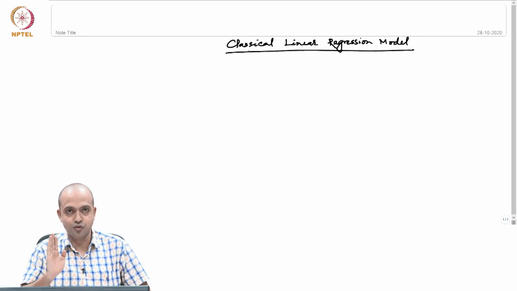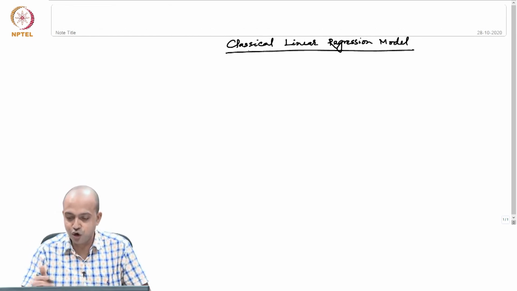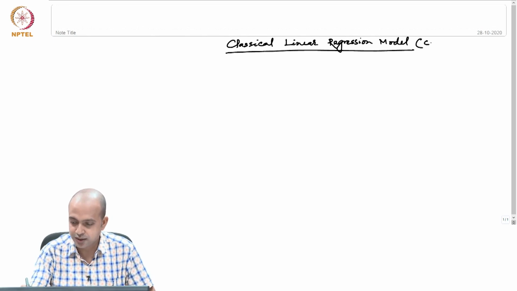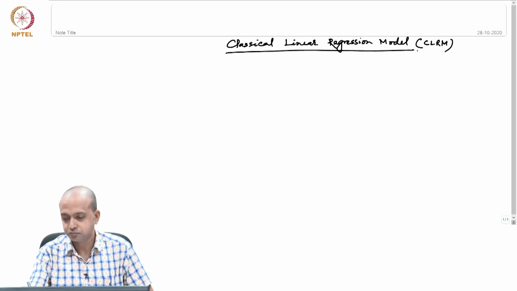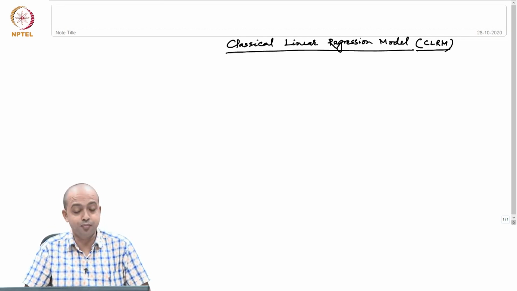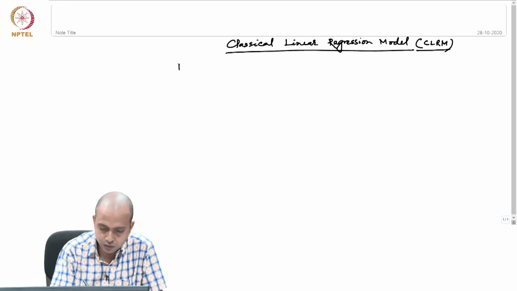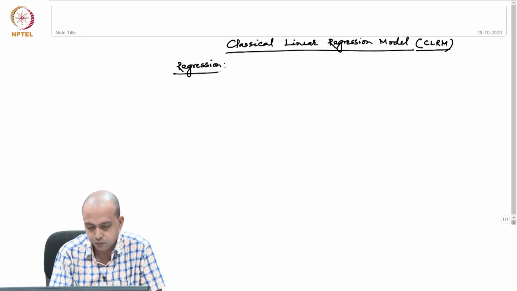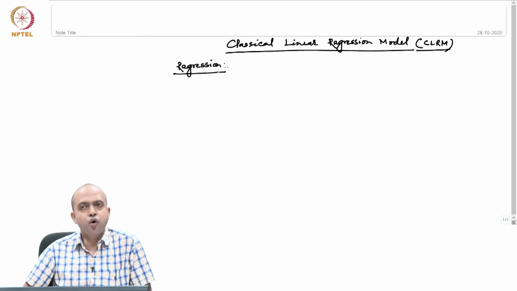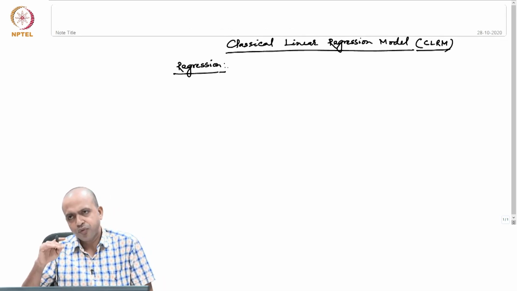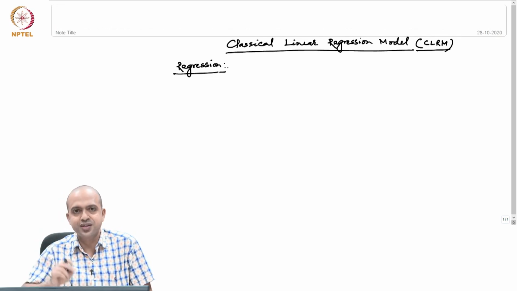What is the foundation of this regression model? That is the classical linear regression model, also known as CLRM. And what is regression? The traditional meaning of regression is tending towards the average.